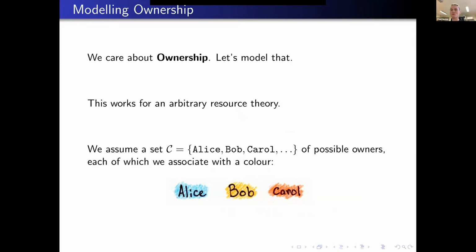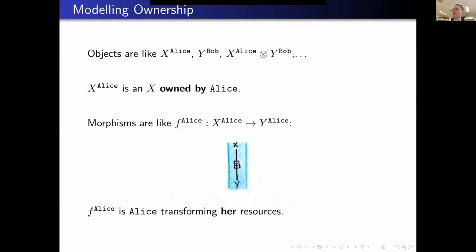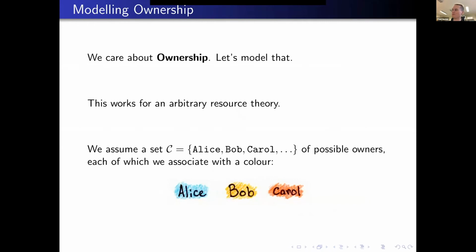And so to set this up, we're just going to assume a set of things that are capable of owning things. So these could be public-private key pairs, that's a very cryptography thing, but I'm just going to call them Alice, Bob, Carol, and so on. And we're going to associate each of these with a color because we're going to use the color in our diagrams. So Alice is blue, and Bob is yellow, and Carol is red for me.